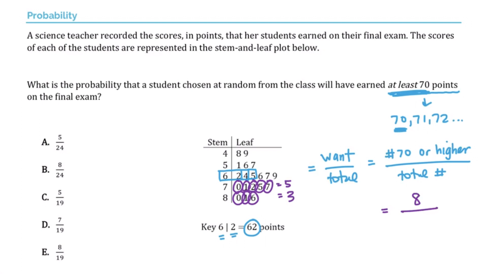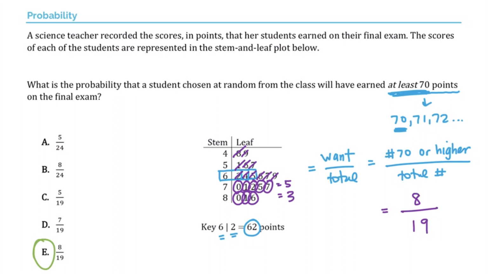Out of the total possible number of people, let's see, we have 1, 2, 3, 4, 5, 6, 7, 8, 9, 10, 11, plus those 8 that we already counted is 19 total people. So 8 people out of 19 total are scoring a 70 or higher, so the correct answer is E.